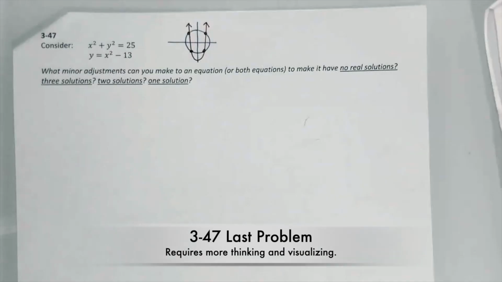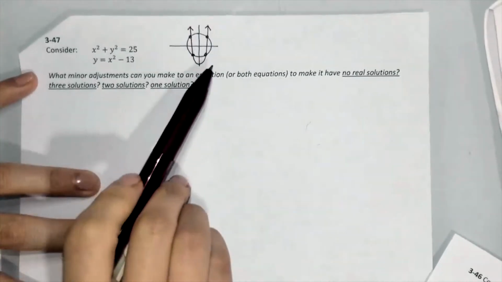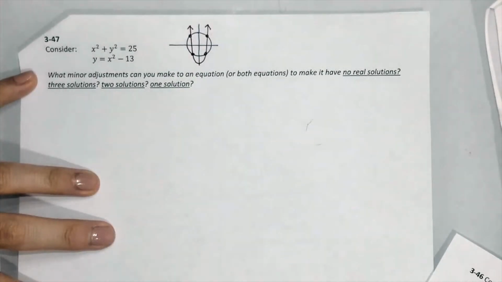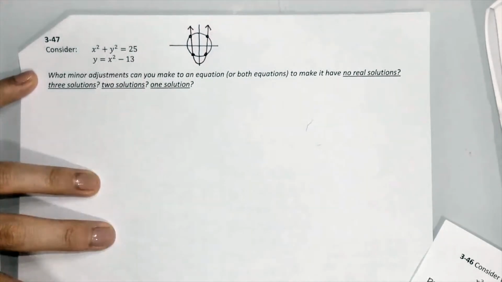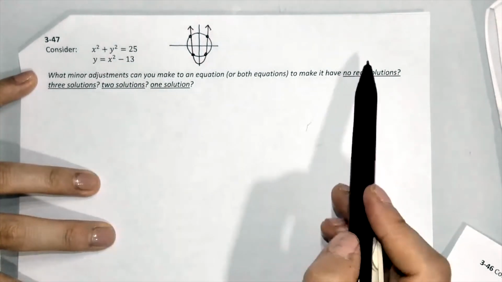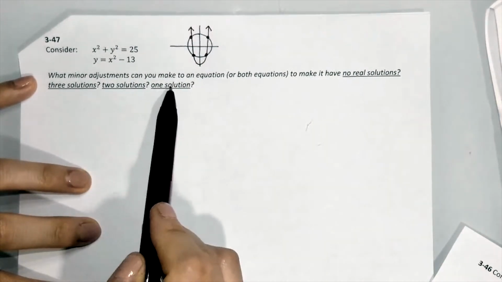All right, so we're on to the last problem, and this one's going to be definitely a little bit shorter, but this is a problem that's going to require you to think more. Me telling you or teaching it to you is not going to help you. So you're given the same system, the circle and the parabola that we graphed earlier. What small changes can you make to either one of the equations or both so that they have no solution, 3, 2, or 1 solution?